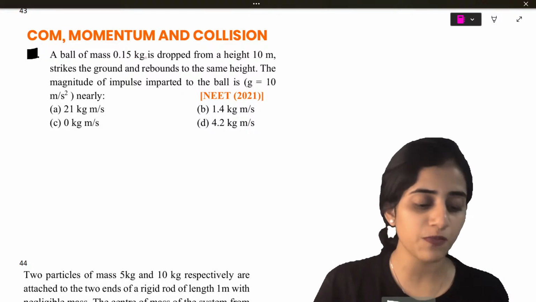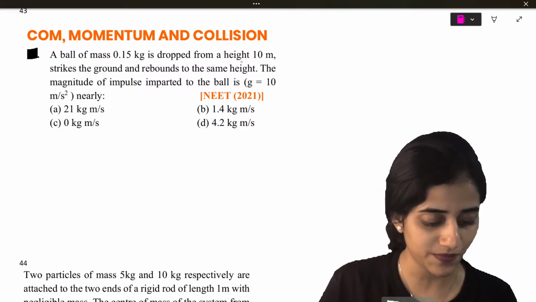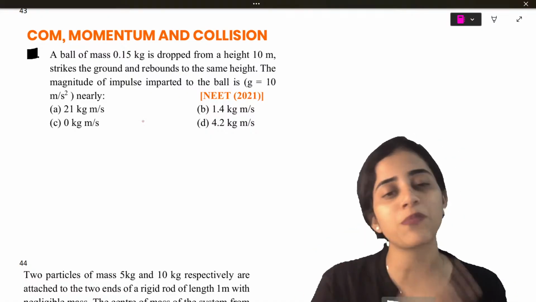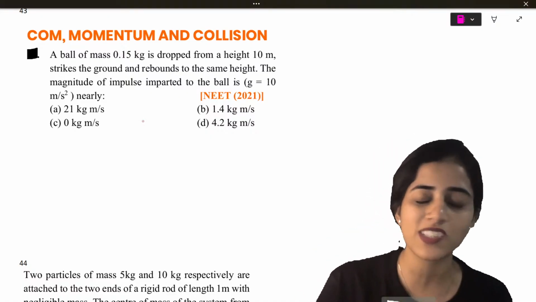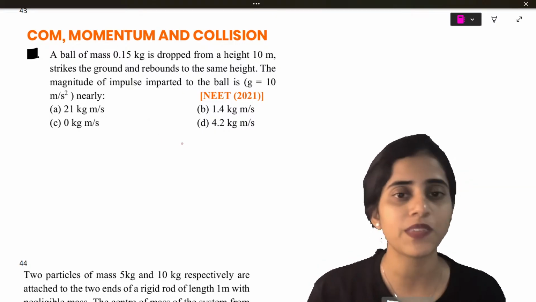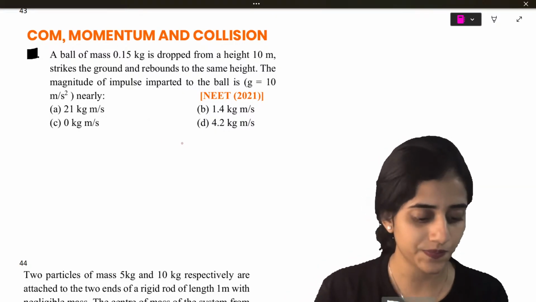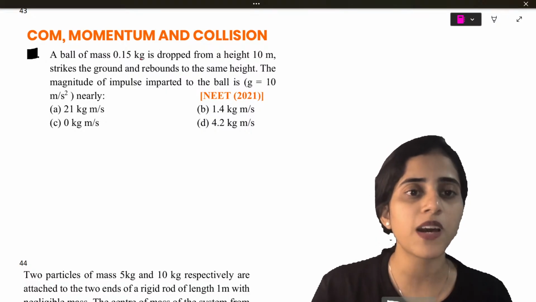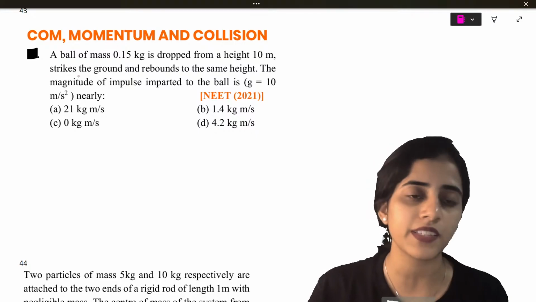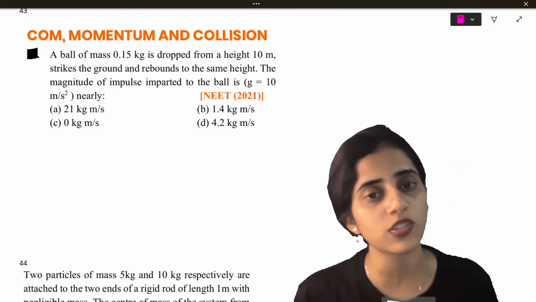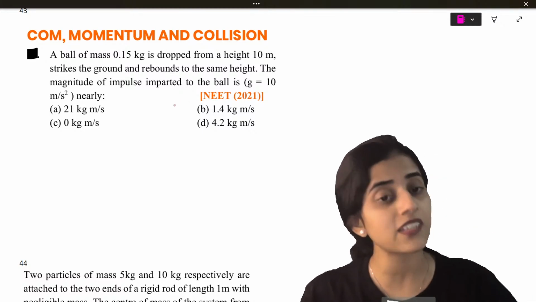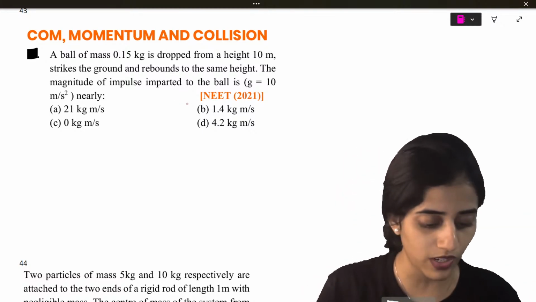This is from Center of Mass, Momentum and Collision. Rakesh, these are all questions from previous year papers. The same question will definitely not come again, but you will get similar questions. These are all PYQs. A ball of mass 0.5 kilogram is dropped from a height of 10 meter, strikes the ground and rebounds to the same height. The magnitude of impulse imparted to the ball is.